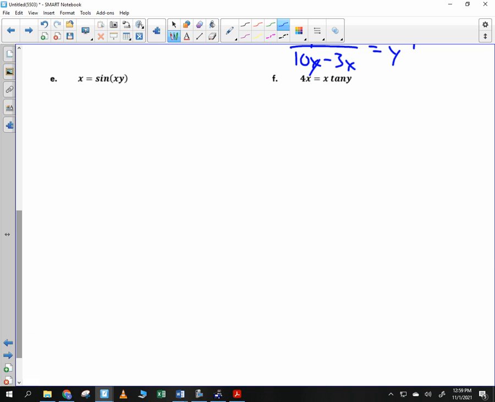The left side, super easy. Derivative of x, 1 equals. How will I find the derivative of sine of xy? Sine of xy. Chain rule. So what's the outside? Sine of u. What's the derivative of sine of u? Cosine of u. Look how good you guys are at taking derivatives. You rock.